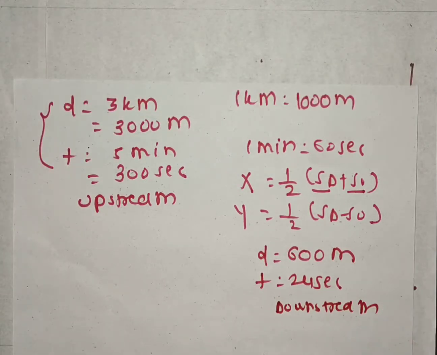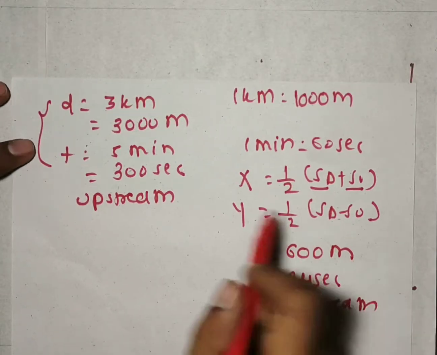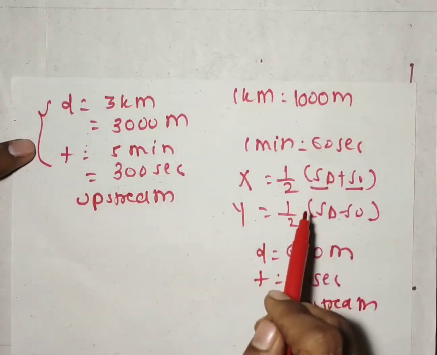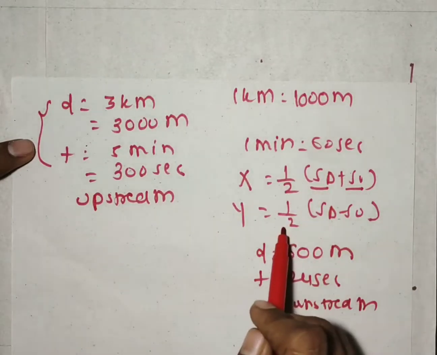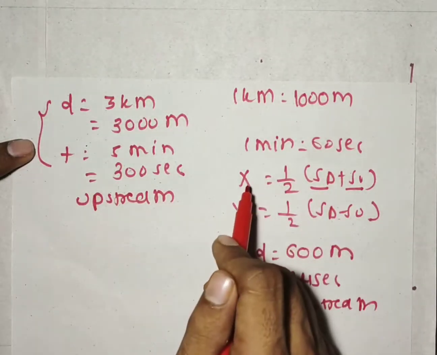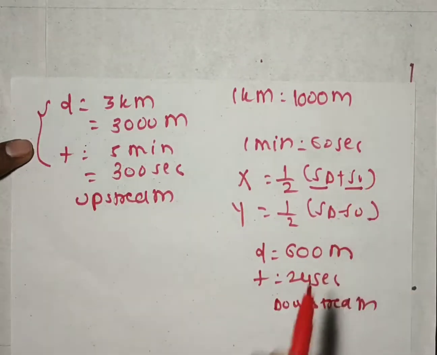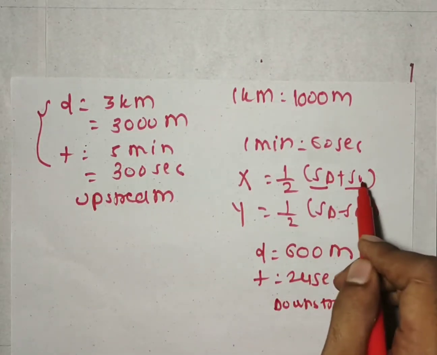Now let's see in the upstream and downstream, we have to find out the values of x and y. For that we know the equations: x = 1/2 of (SD + SU) and y = 1/2 of (SD − SU). But before solving for x and y, we should know the values of SD and SU. So we first have to calculate the values of SD and SU.